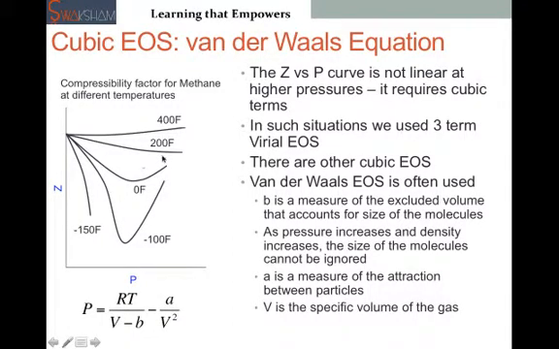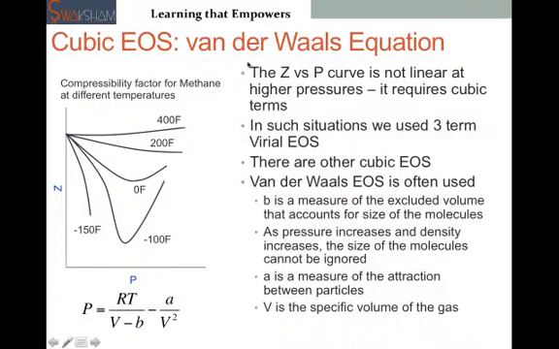We saw that the virial equation using three terms was an example of a quadratic equation. You had Z is equal to 1 plus B'P plus C'P squared. Another set of equations that provide for such quadratic behavior, that are able to replicate such behavior of a real gas, is the family of van der Waals equations.